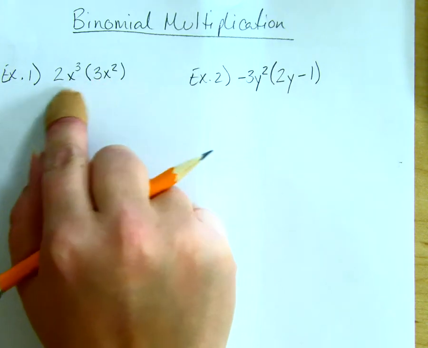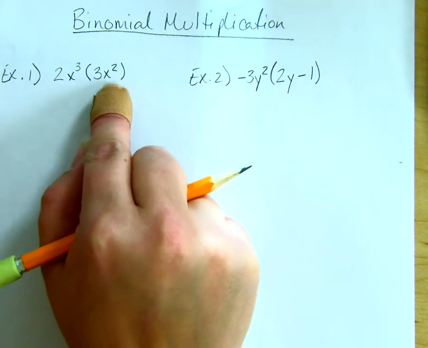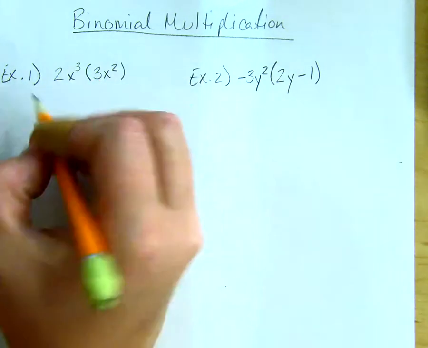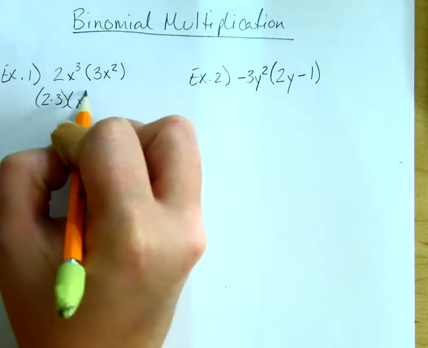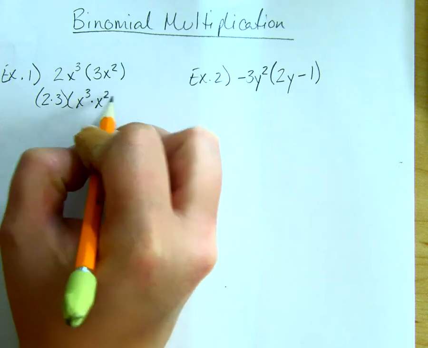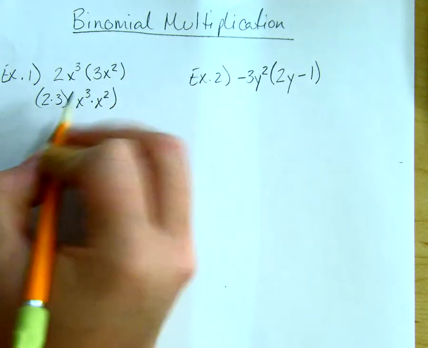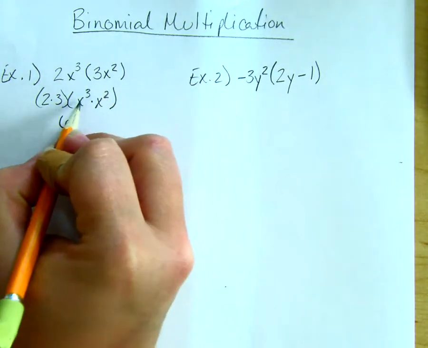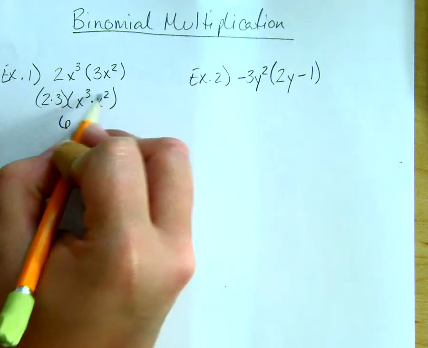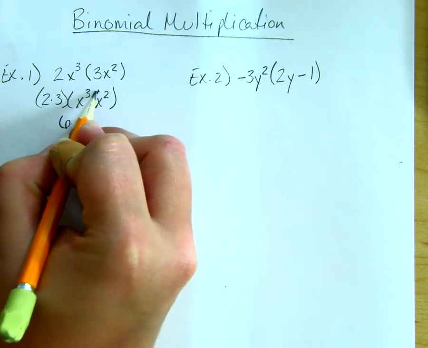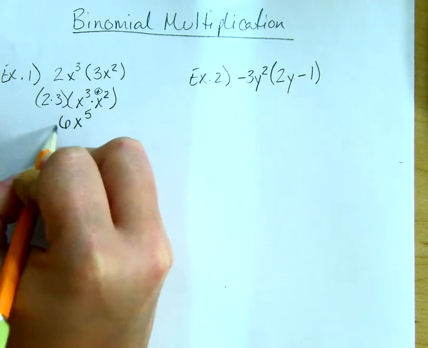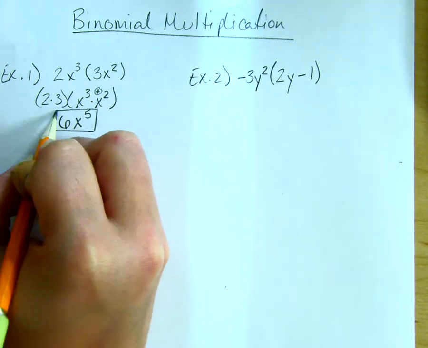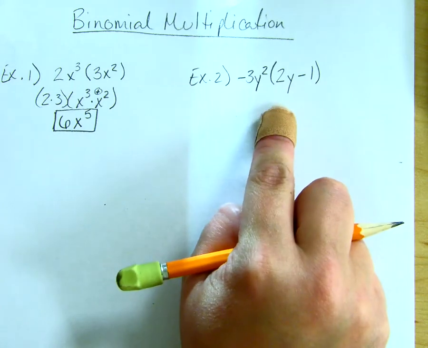So here when I multiply a monomial times a monomial, I'll get 2 times 3 and x cubed times x squared. 2 times 3 is 6. X cubed times x squared, when written out like this, we've already learned with the exponent rules that you'll add those exponents and you'll get x to the 5th power. Over here on this one, this is just distribution.